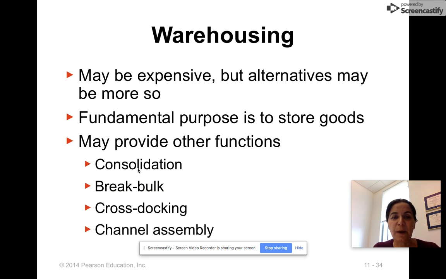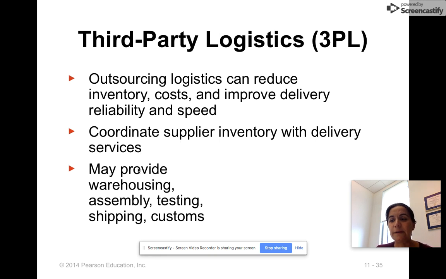The next stage is warehousing. So warehousing can be expensive. But recently, more and more warehousing companies offer other functions for value added. They can consolidate, they can break down the bulk, they can do cross docking or channel assembly. So, again, these are strategies whereby warehousing is more than just a place to store goods.